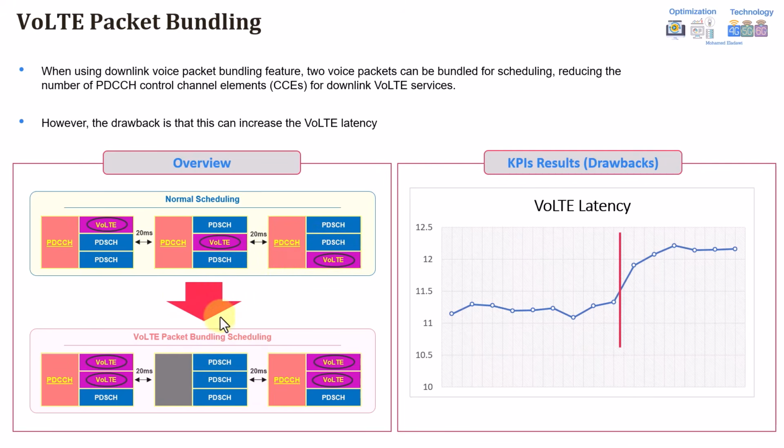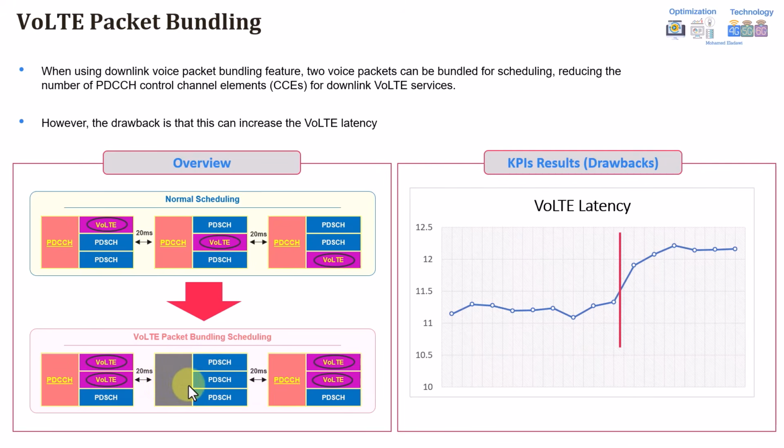While this feature, as you can see, is called downlink voice packet bundling, and as explained here, two voice packets can be bundled for the scheduling. What does this mean? For example, you have one voice packet here and one voice packet here. Instead of sending in two different intervals, it will bundle both packets together here. So we'll have more allocation for sure for the PDSCH, but this will save the PDSCH in the next interval. In the next interval you will not have any VoLTE packets because both have been transmitted here, and this will be repeated again. So the scheduling, instead of every 20 milliseconds, will be every 40 milliseconds.